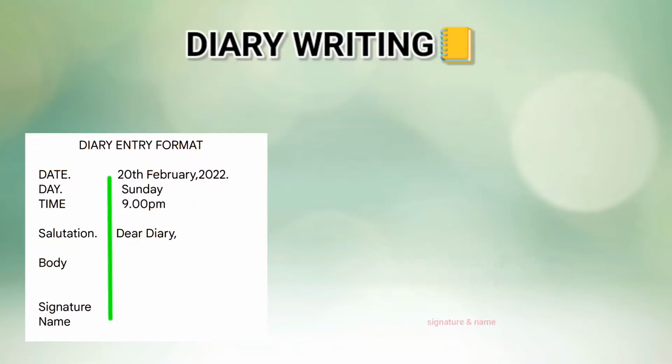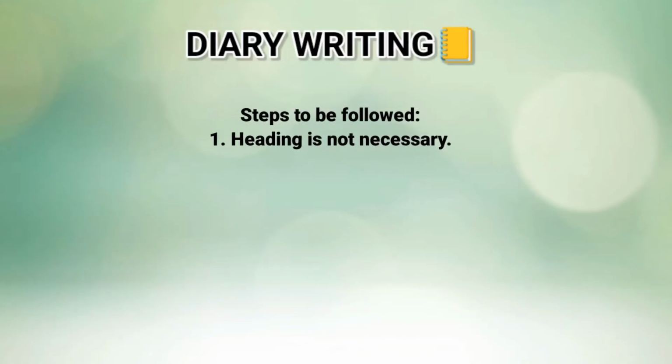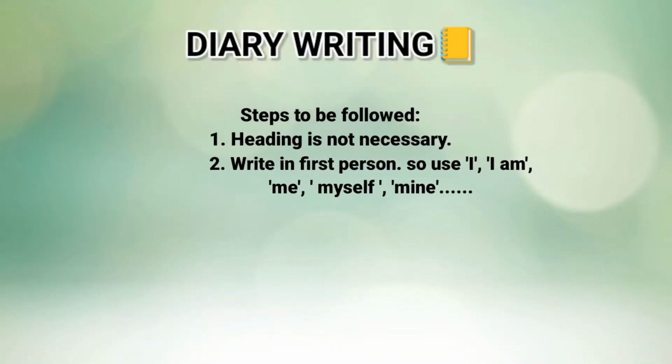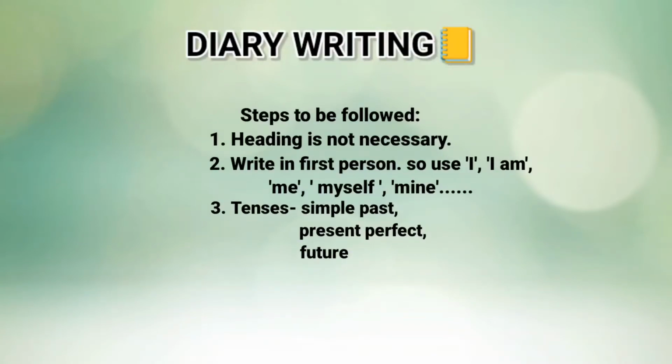The last one is the signature. Write your first name and sign. Steps for diary writing: if you want to give a heading, you can mention it, or there is no need. A diary entry is written in first person, so use I, me, myself, mine. The tenses most frequently used are simple past, present perfect and future. For example, "I decided to write" is past tense. "I have decided to write" is present perfect. Future is "I will write," "I shall write."